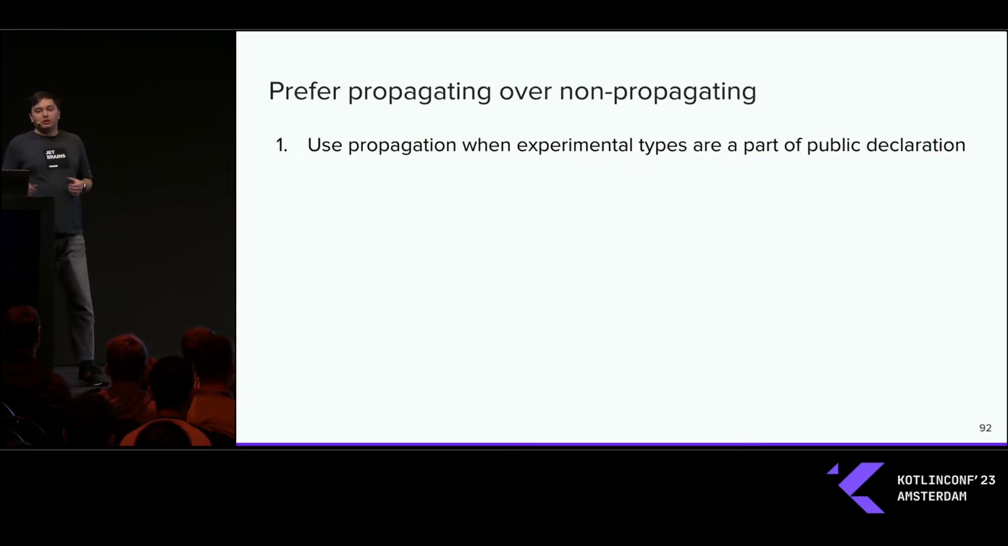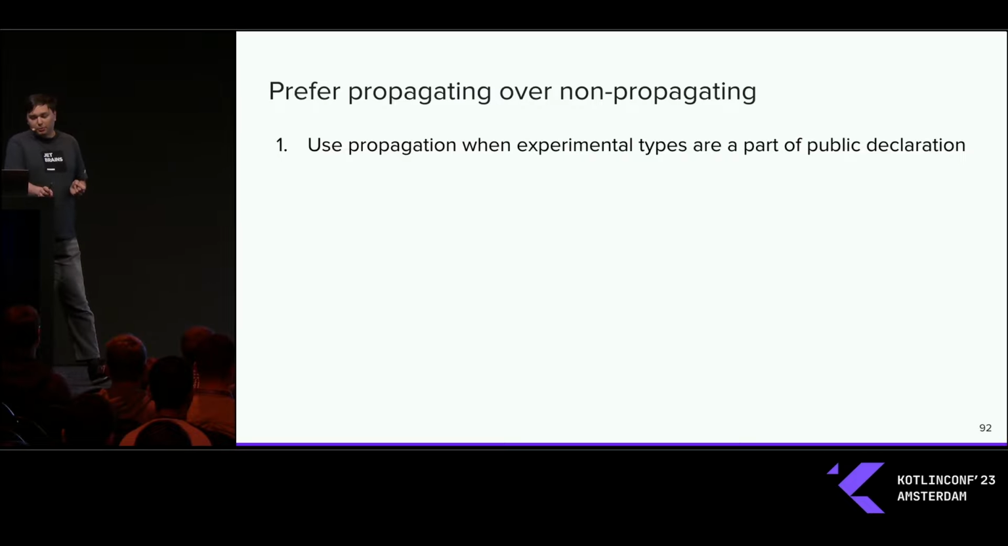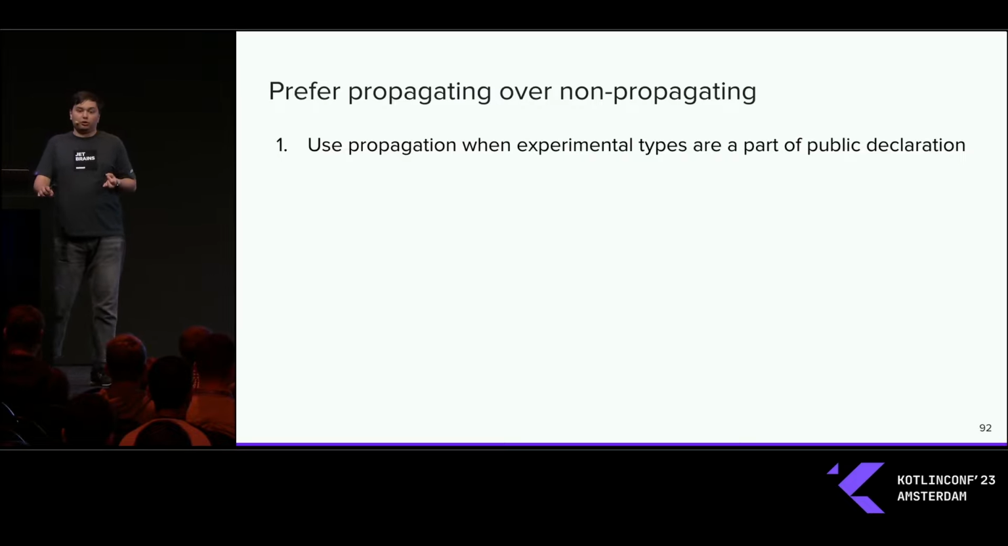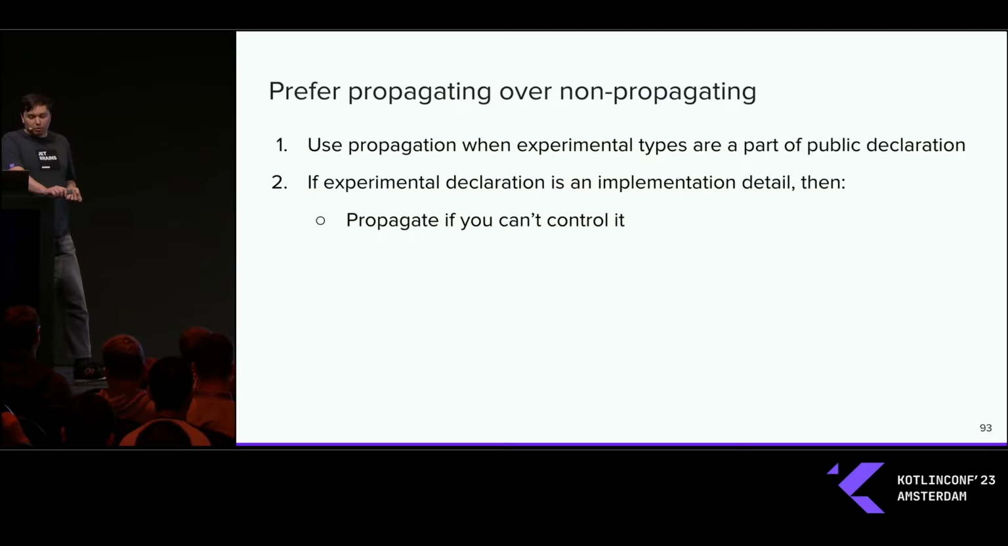So to sum up, always prefer propagating over non-propagating. Use propagation when experimental types are part of your public declaration. And if experimental declaration usage is an implementation detail, then also propagate if you can't control it.